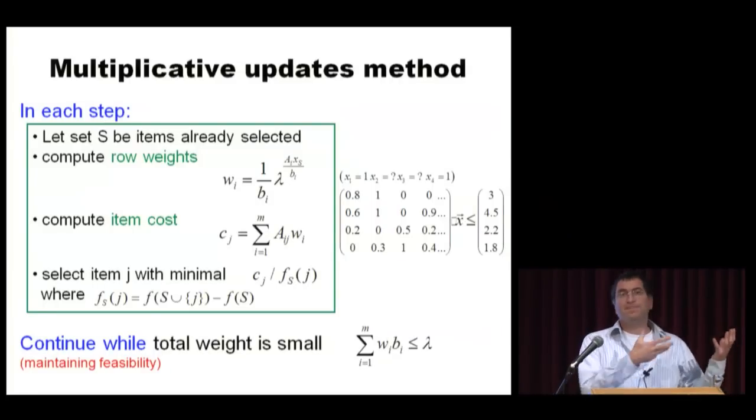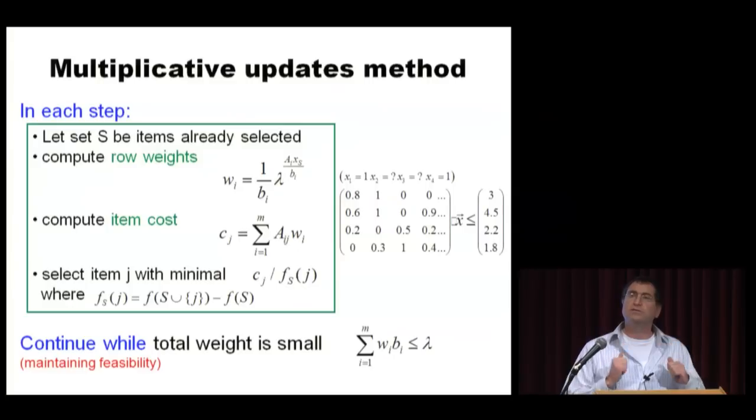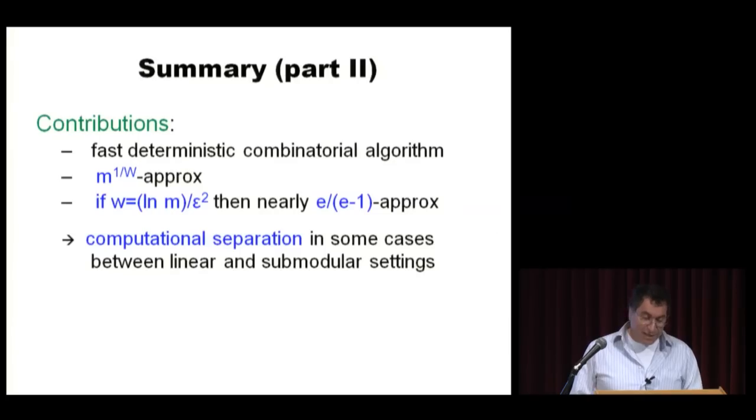Because if the cost is small, the constraints are not going to be problematic, and if the value is large, then it's great. Okay, and actually this is the whole algorithm. That's it. I didn't hide anything, I just hid the proof, but that's a minor issue. And we get the same approximation.